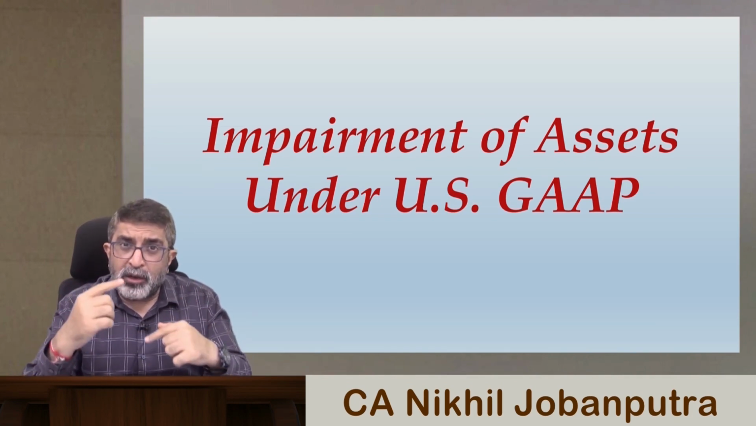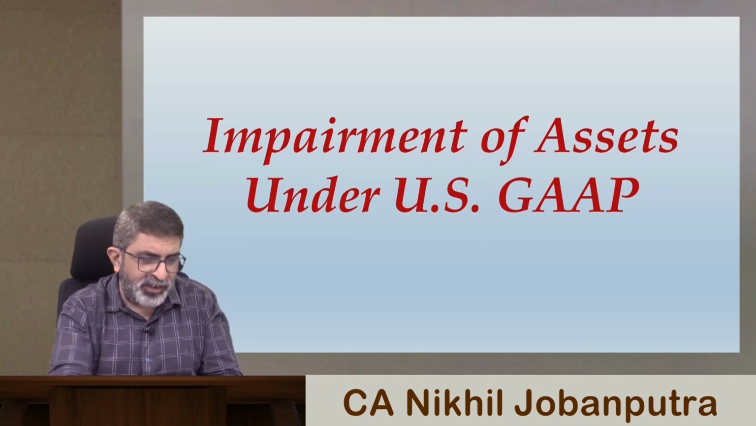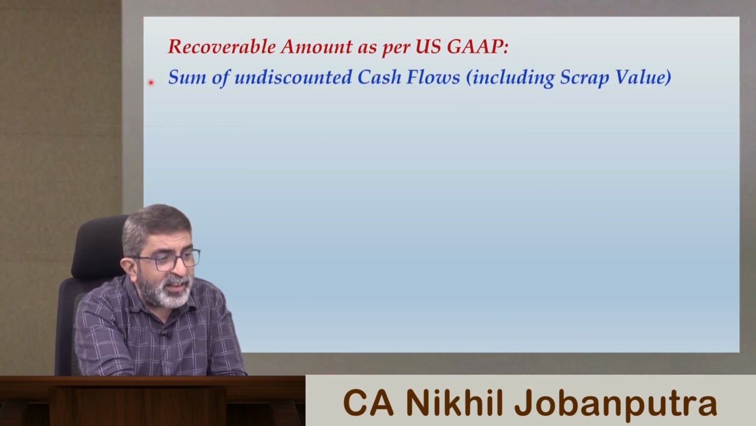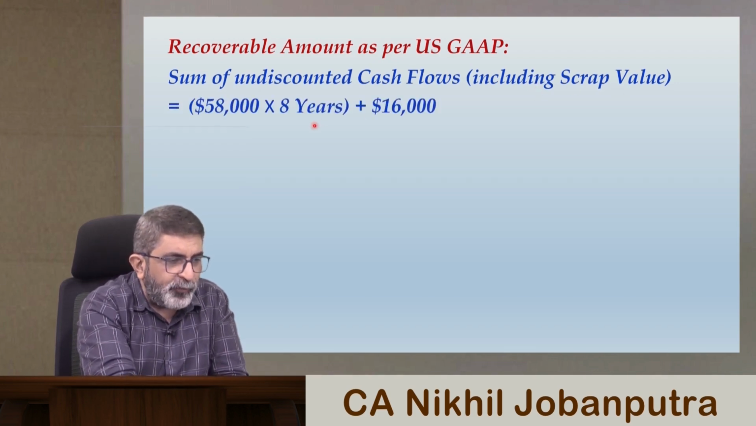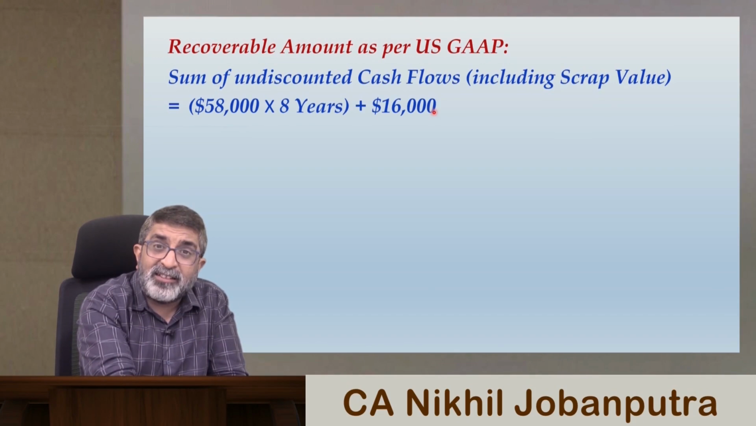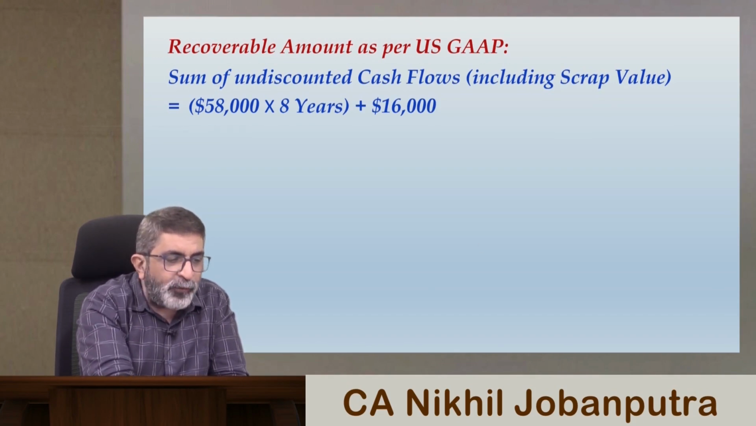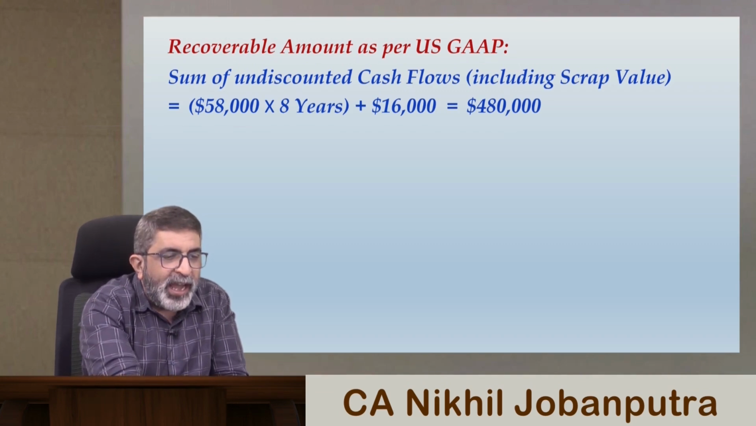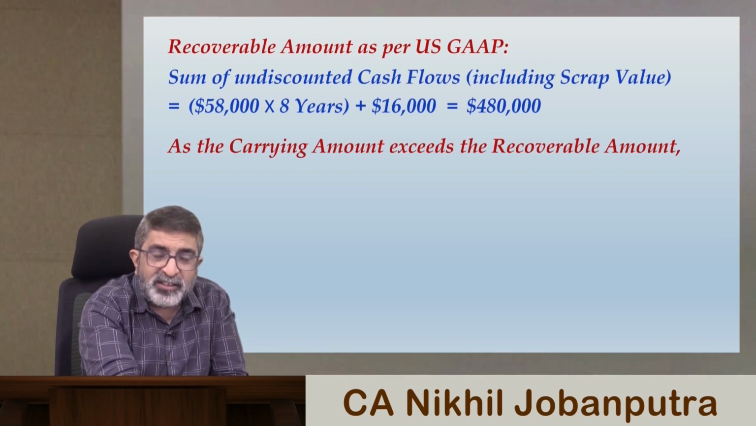So be careful in dealing with these calculations, and let me guide you on what you need to do. You will take recoverable amount as per US GAAP, which will be the sum of the undiscounted cash flows including the scrap value. So every year for the next 8 years you are going to get cash flow of $58,000. So 58,000 multiplied by 8 years. On top of that you will be getting $16,000 as scrap value. So the aggregate of undiscounted cash flow comes to $480,000, and the carrying amount exceeds this recoverable amount.